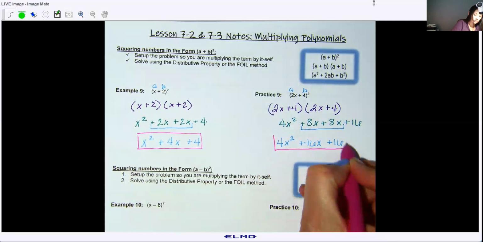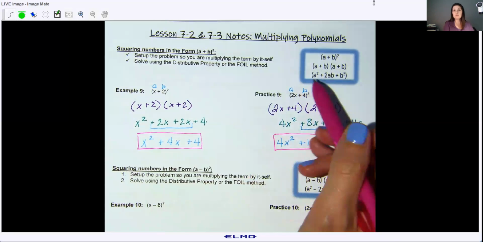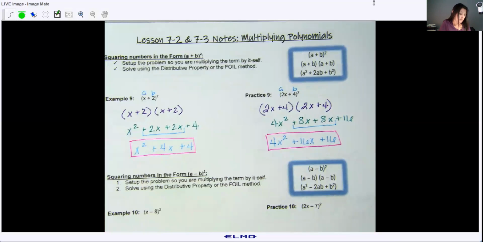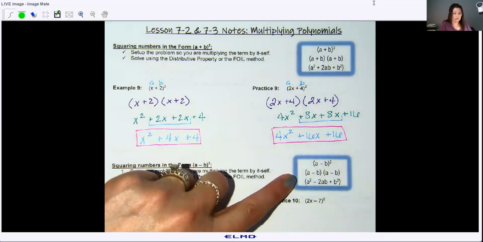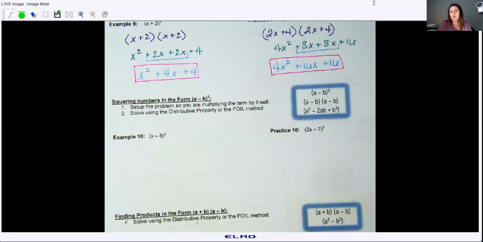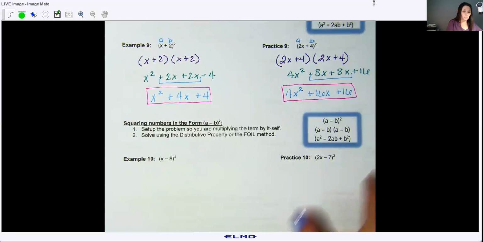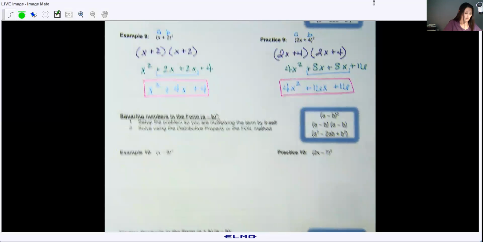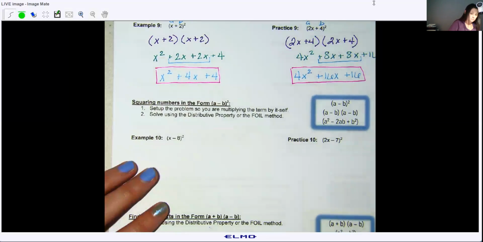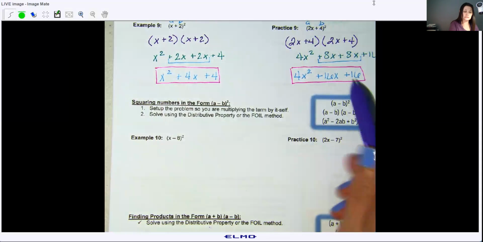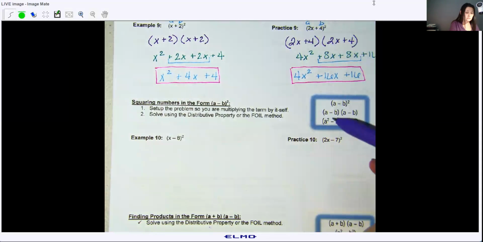So if you're the type of person who can remember these types of rules, you're more than welcome to do it this way. From now on though, I am going to show you how to work these out with the FOIL method, and then refer back to this to see if it makes sense. Okay, this next problem, we have subtraction instead of addition. The only difference, it's the same as what was above, is that you're going to subtract between the first and the second term instead of add.